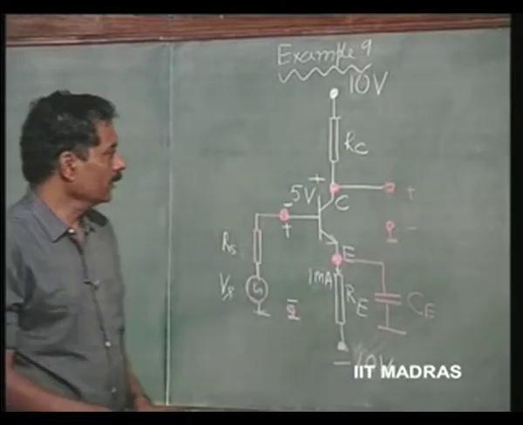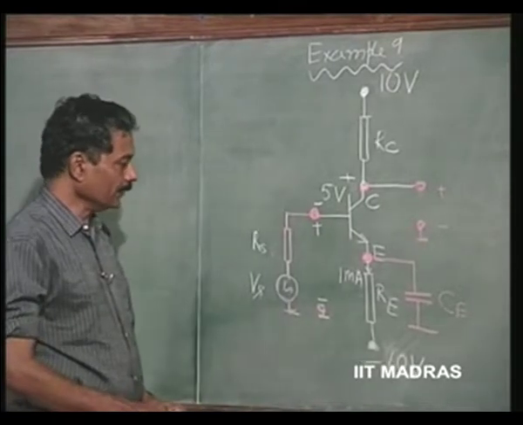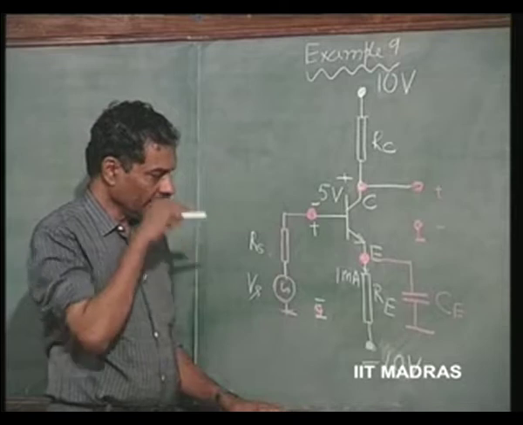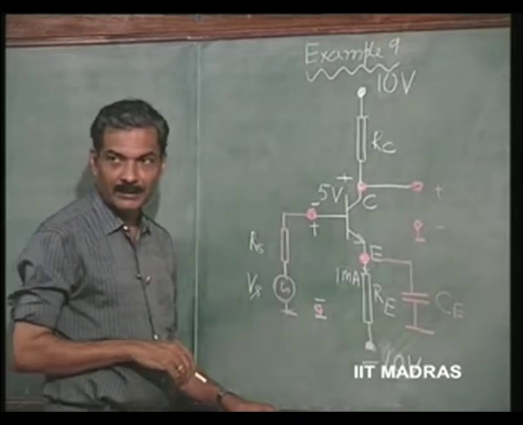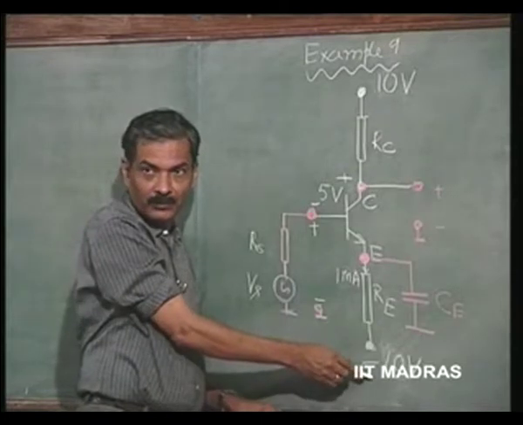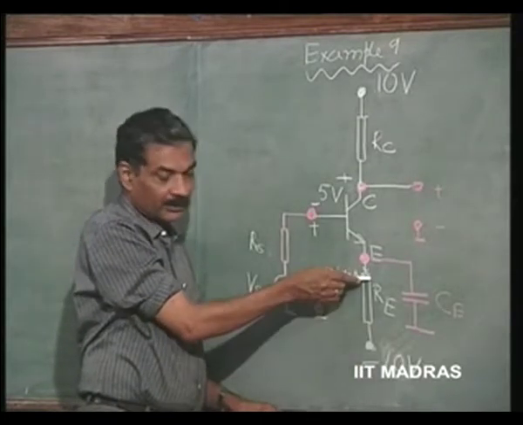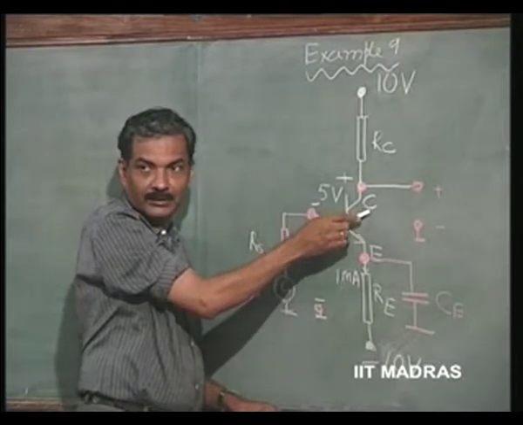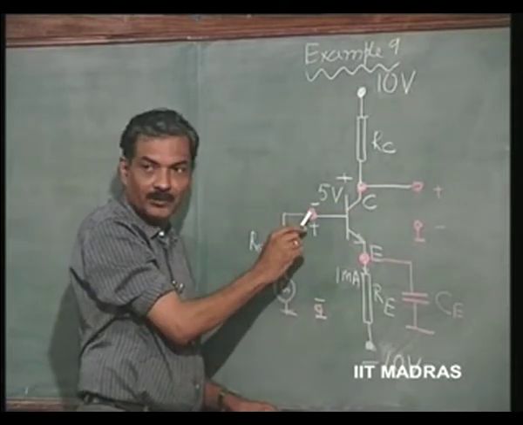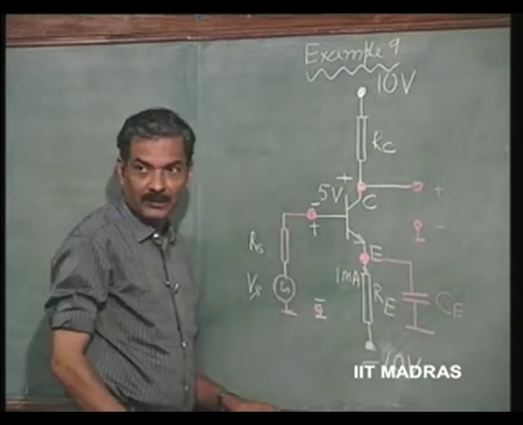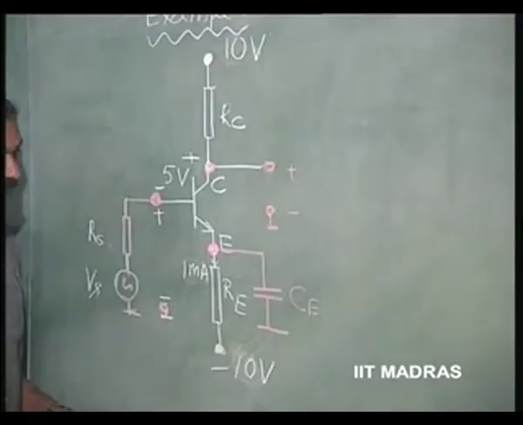So, let us continue with example 9. We have here the pictorial representation of the same amplifier with biasing scheme using dual supplies, plus 10 volts and minus 10 volts, connected through RE to emitter, connected through RC to collector, connected through RS the input signal to the base, emitter grounded. So, it is a grounded emitter amplifier.